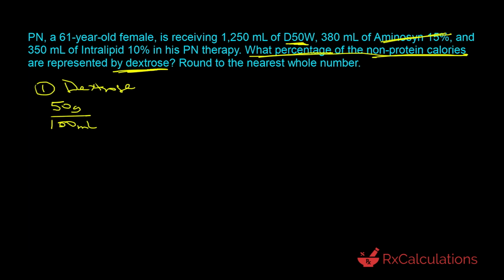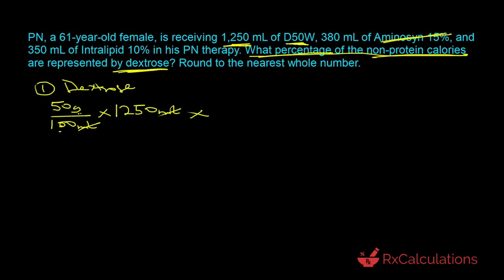Now, to find the grams of dextrose, we need to multiply this by the volume that we have, 1250 milliliters. You notice we just canceled out the milliliters, so the only unit we have here is grams. You multiply what's in the numerator, divide by what's in the denominator, and you get your quantity. You could do that and then go through the next step, or you could do the whole thing in one step.